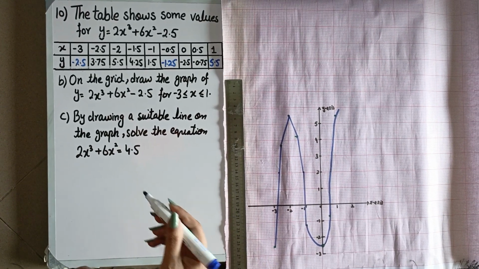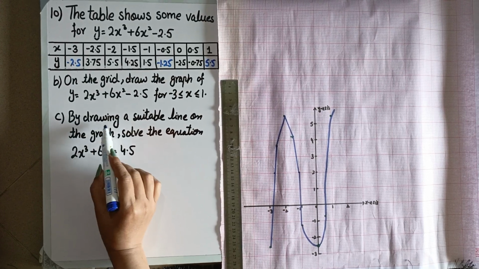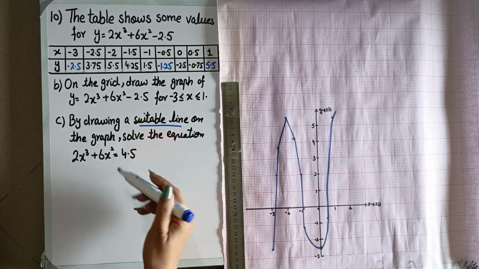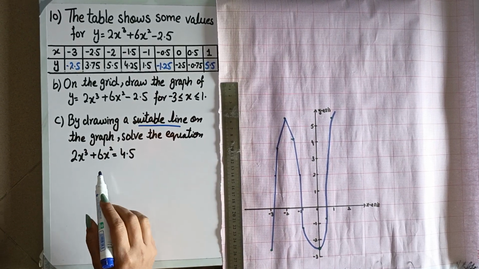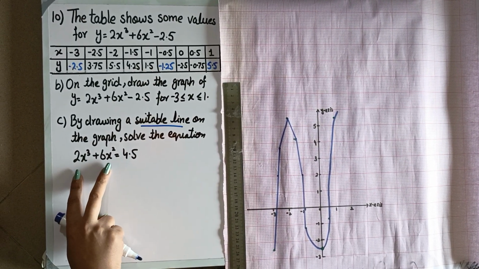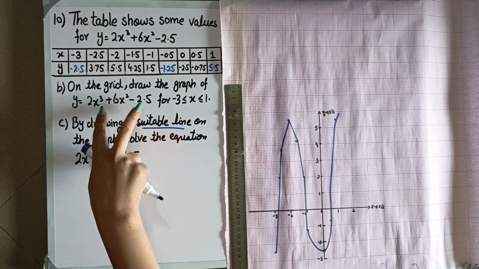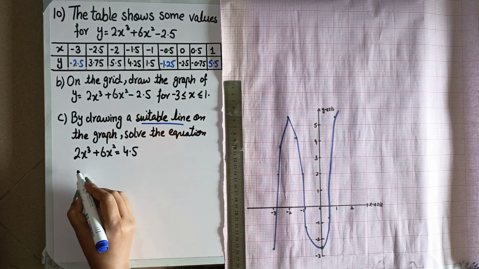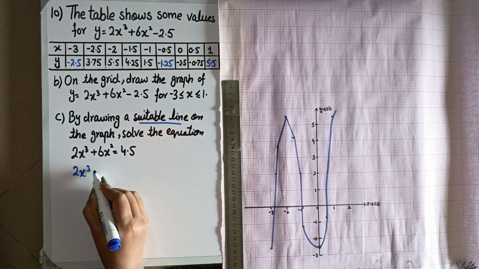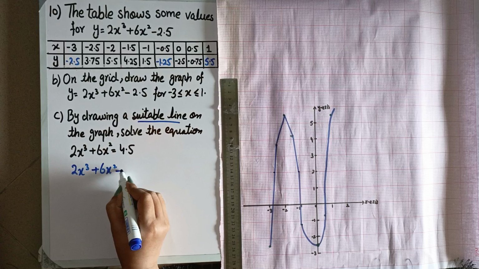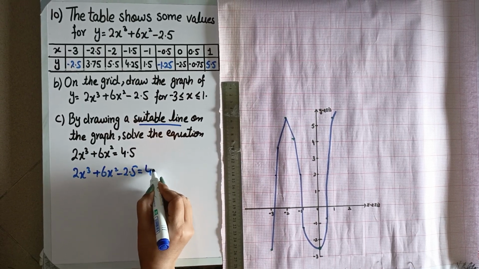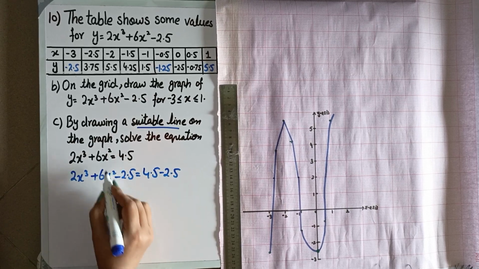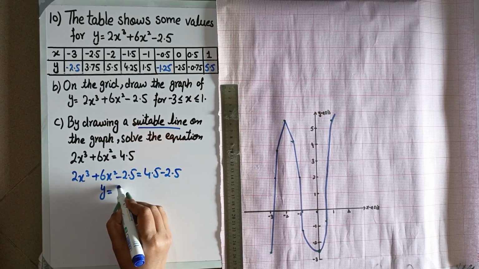In part C, he is asking you, by drawing a suitable line on the graph, to solve this equation. It means you have to draw another line on this graph. For this, you have to make the left hand side just similar to this one. As it is quite clear, the first two terms are the same, but the third term is missing. So we will subtract minus 2.5 from both sides. 4.5 minus 2.5. This whole value is of y. So y is equal to 2.